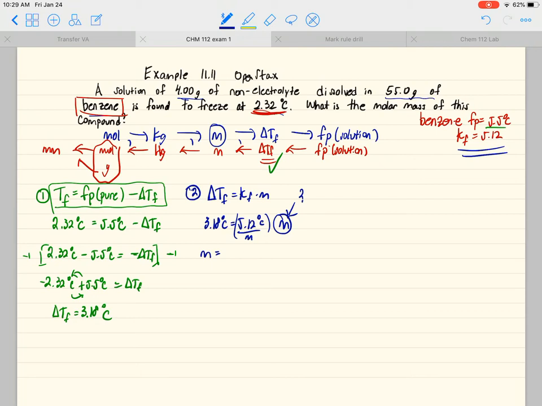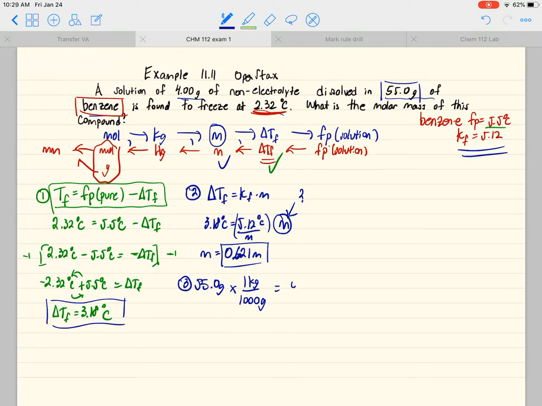And we get 0.621 molality. So that's our concentration. So we calculated the change, calculated the molality. All right, so we got the molality now. Now kilograms of solvent, that's easy to do. We know we have 55 grams of benzene, and you can move the decimal place over 3 times, and you get this many kilograms of benzene. So we have molality, we have the kilograms now, and we have the change.